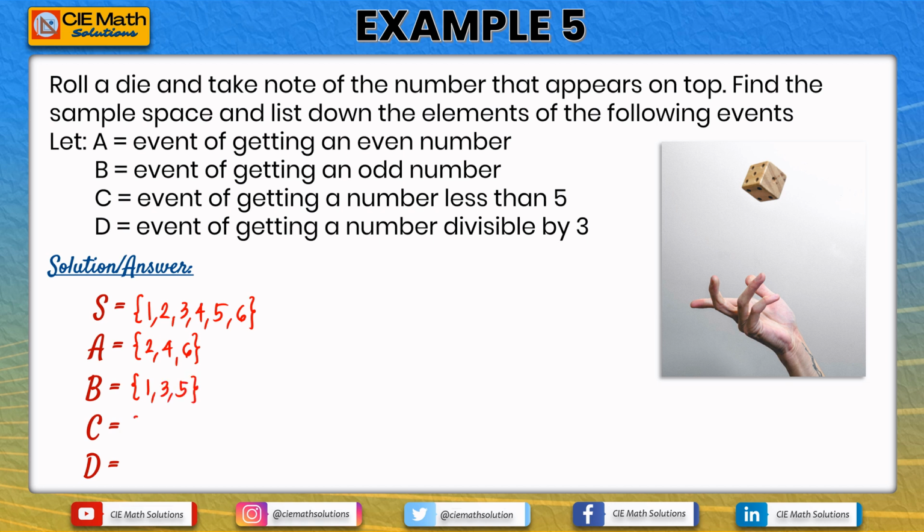Event C is the event of getting a number less than 5. Listing down all of those, we have 1, 2, 3, and 4. Event D is the event of getting a number divisible by 3. So we can list down 3 as the first divisible by 3, and 6 is also divisible by 3. There are only 2 elements of event D.